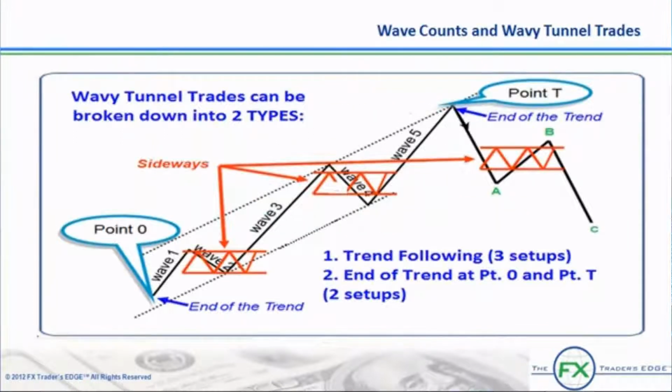In our Wavy Tunnel trade review, let's clarify our Wavy Tunnel trades by looking at the trend sequence once again. Wavy Tunnel trades can be broken down into 2 types: trend following trades and end of trend at point 0 and point T. There are 3 setups for trend following trades, the breakout setups. There are 2 setups for the end of trend at point 0 and point T, the PW and the FG. Today, we will look at the market cycle with the wave counts and the Wavy Tunnel overlaid on the charts.